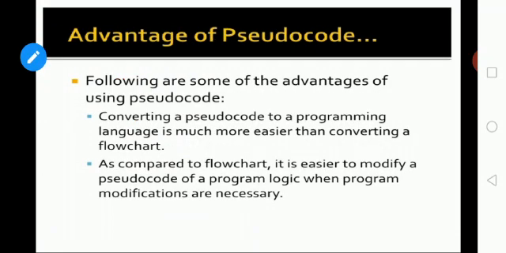Now the advantages of pseudocode. Like the flowchart, there are also some advantages in pseudocode. Converting a pseudocode to a programming language is much easier than converting a flowchart. As compared to a flowchart, it is easier to modify the pseudocode of a program when program modifications are necessary.